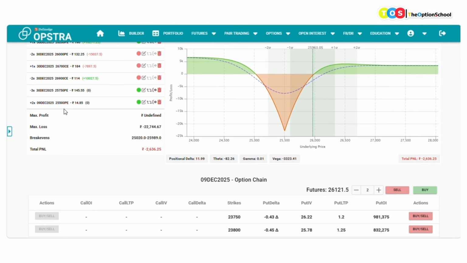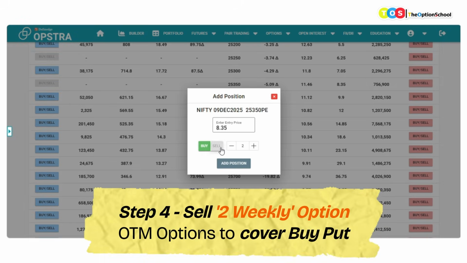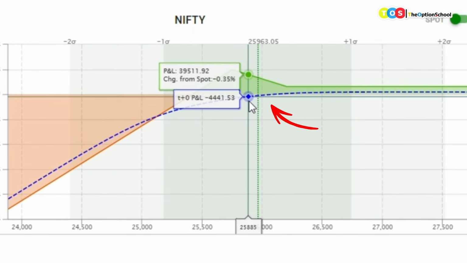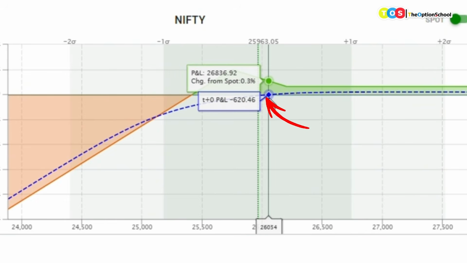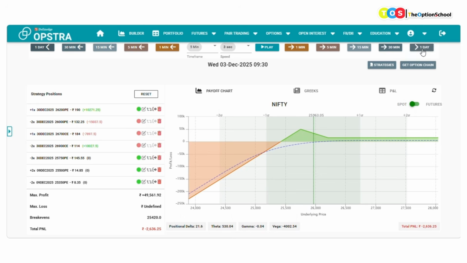So I have purchased 2, I will sell 2. I'll go to 25,350 and sell 2 lots of this. So now the blue line has improved a bit. Earlier it was dripping down from here itself, but now it has improved a bit. Let us see now what happens next day.